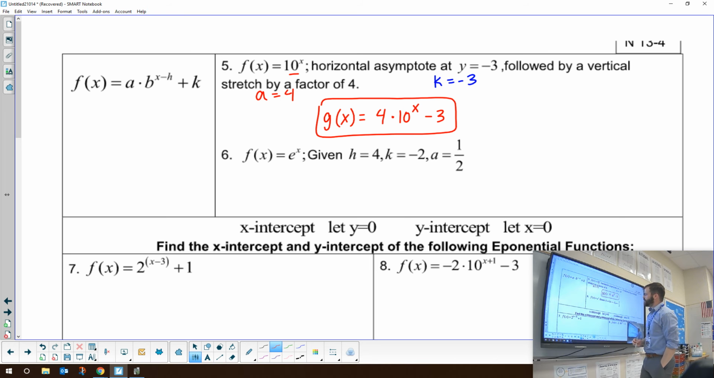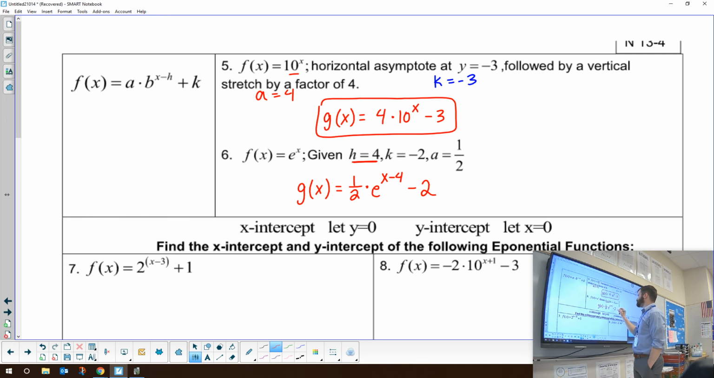Number 6, we have f of x equals e to the x, given h equals 4, k equals negative 2, and a equals 1/2. Too easy. We're just going to write g of x equals my a first, so we have 1/2 times e to the x minus 4 for my h whenever I plug that in. Okay, that means we're going to go to the right 4, but we have to have a minus 4 on the inside here.